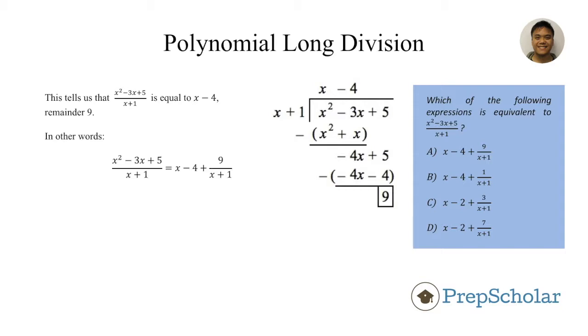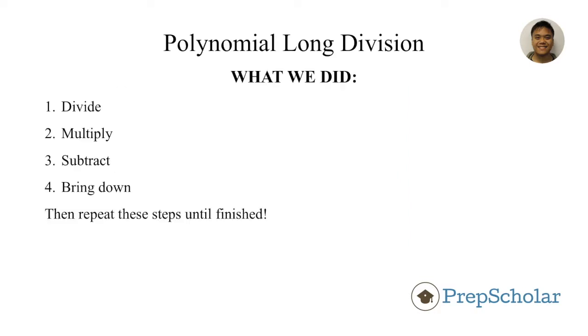In other words, x squared minus 3x plus 5 over x plus 1 is equal to x minus 4 plus 9 over x plus 1, plus the remainder over the divisor. And that is answer A. Again, these are the steps. Divide, multiply, subtract, bring down, repeat. Just remember those steps, say them to yourselves over and over and over, and you'll be fine.